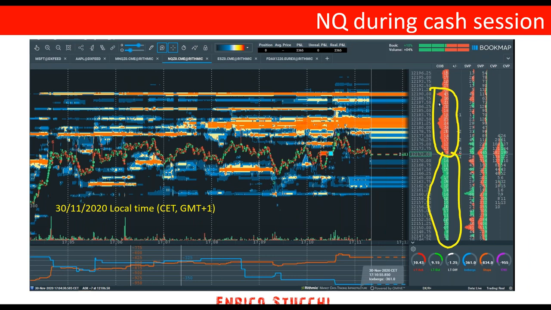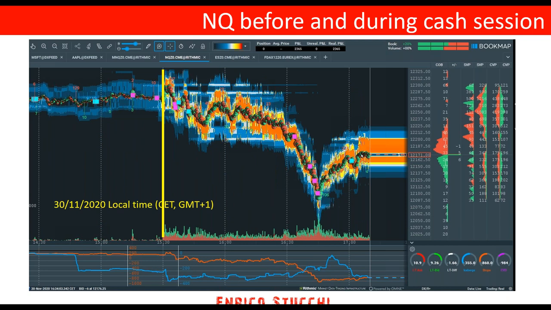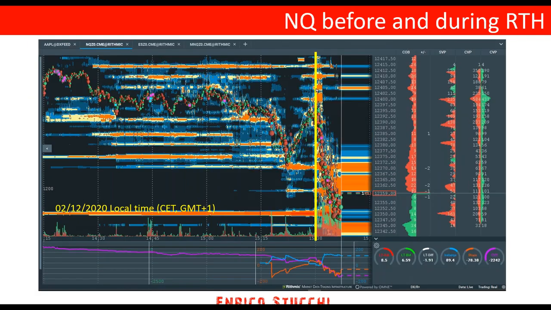And here is Nasdaq, for instance, during the cash session, so during the RTH, regular trading hours. As you can see here, levels are quite similar. So I cannot really see, okay, here we have more liquidity and maybe here, but the differences are not so strong. That's Nasdaq during the European morning session. It's quite clean. And then it becomes confusing for me. Same, this is Nasdaq before and during the cash session.